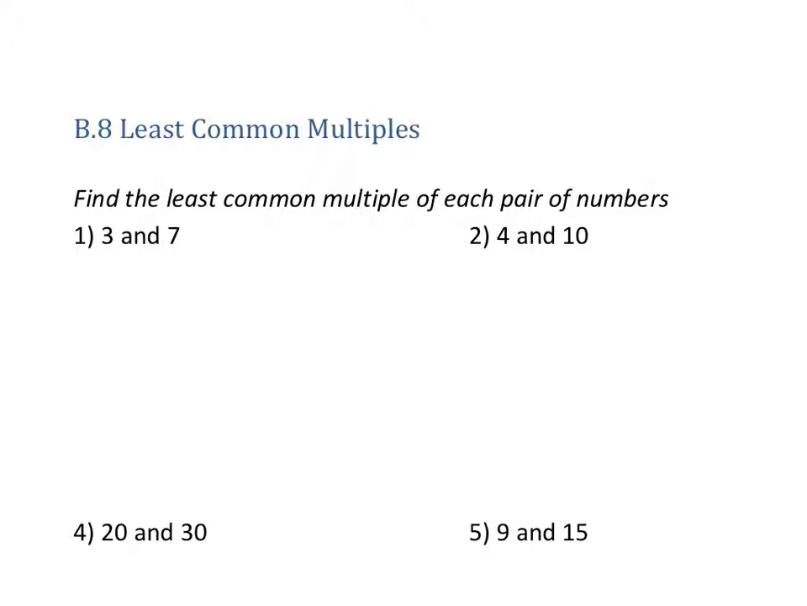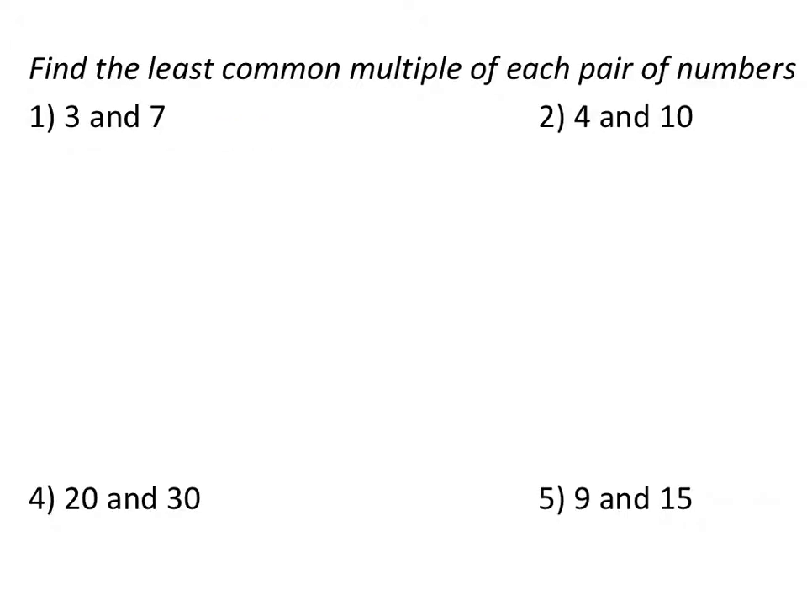So what we're going to do is list multiples of the numbers, and then we'll see when we find common multiples, and hopefully they're the lowest. If not, then we just went too far in our list. It's important to remember that this skill is very crucial for what we're going to be doing tomorrow, adding and subtracting fractions.